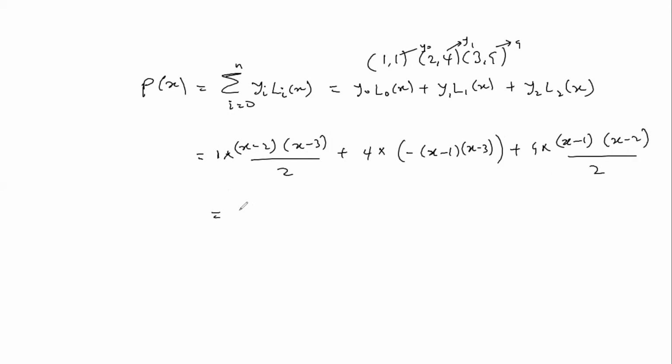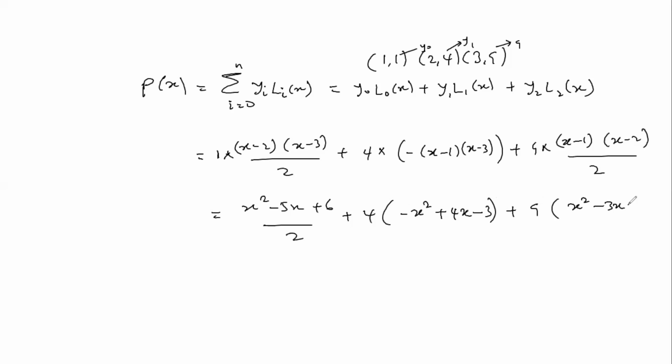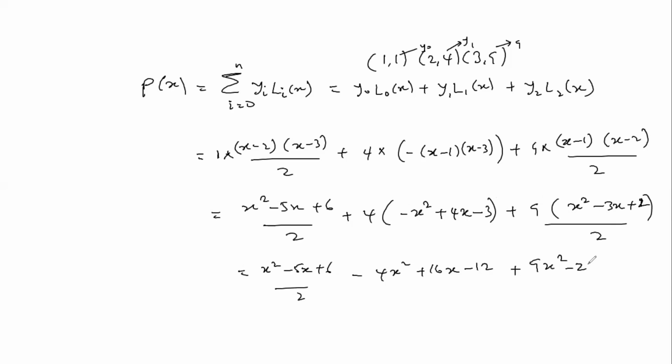And now this will be the same as x squared minus 5x plus 6 over 2, plus 4 into bracket minus x squared plus 4x minus 3, plus 9 into bracket x squared minus 3x plus 2, divided by 2. And here we see that this is the same as x squared minus 5x plus 6 over 2, minus 4x squared plus 16x minus 12, plus 9x squared minus 27x plus 18 over 2.